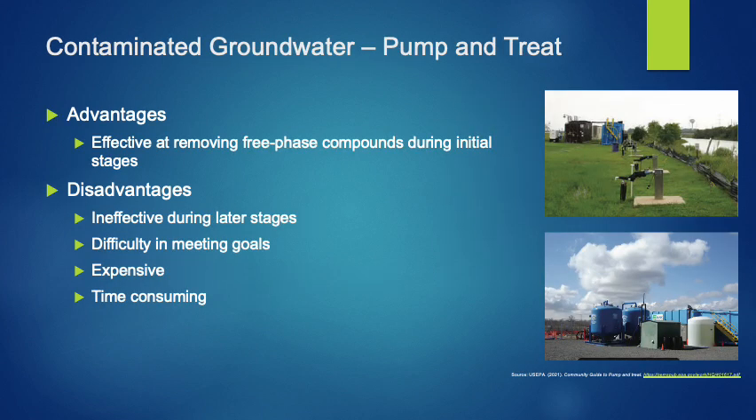Pump and treat systems have been traditionally used to address contaminated groundwater. Well networks are installed that are used to extract contaminated groundwater or free-phase product that may exist on or within the groundwater table. It tends to be efficient and effective at removing free-phase product, but once the free-phase product has been removed, it's not nearly as efficient at removing dissolved phase impact.